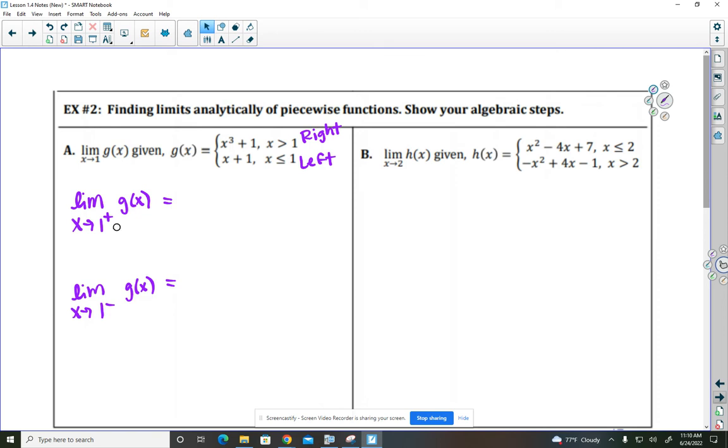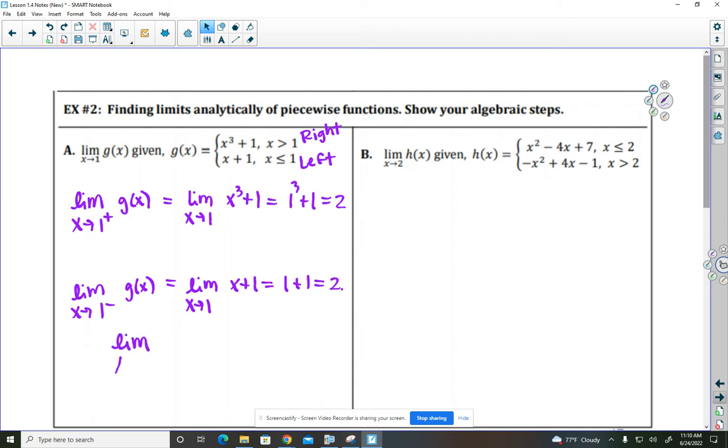So if we directly substitute in this limit, I'm actually going to write it like this. The right-hand side of my limit is x cubed plus 1. If I directly substitute my 1 in, we get 2. The left-hand limit would be the left-hand side of the piecewise function, the x plus 1. Directly substituting a 1 in, we get 2. Because these are the same, we just proved that the limit as x approaches 1 from the right is equal to the limit on the left.